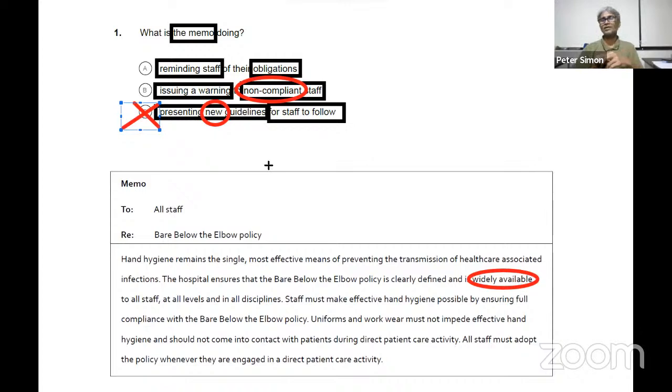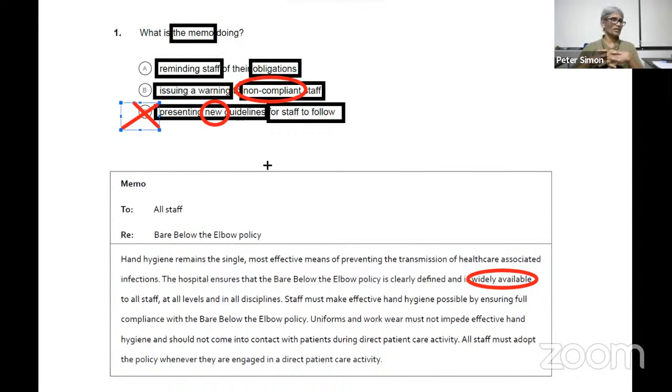So C is eliminated. This is called elimination technique. Apply this elimination technique. Write down all of you the points. Purpose-based question and elimination technique. Next one, there is another red flag here.